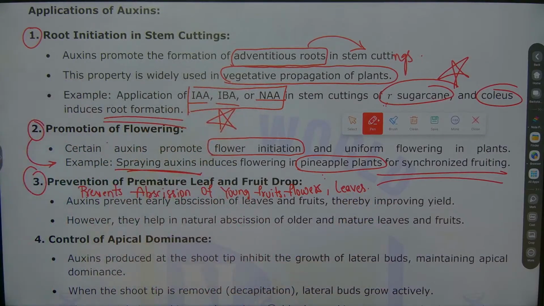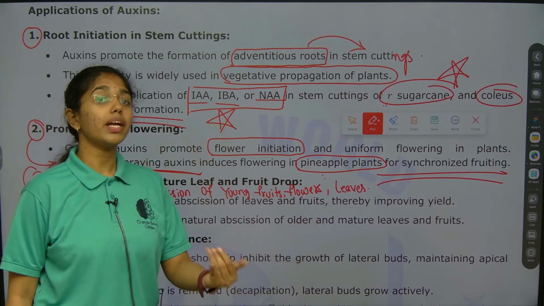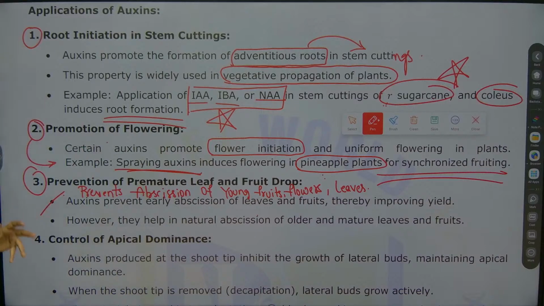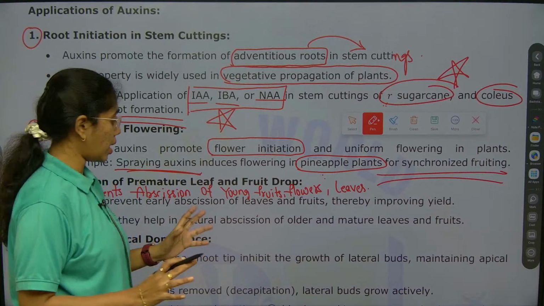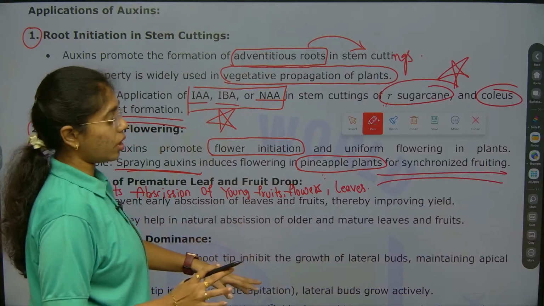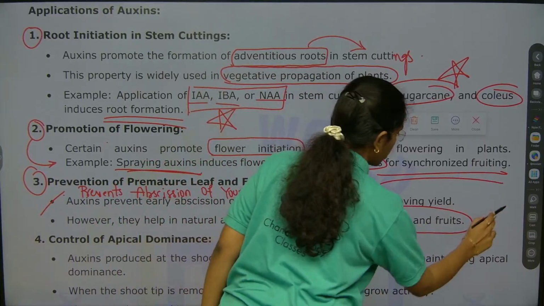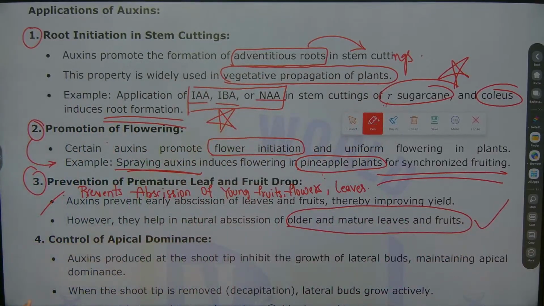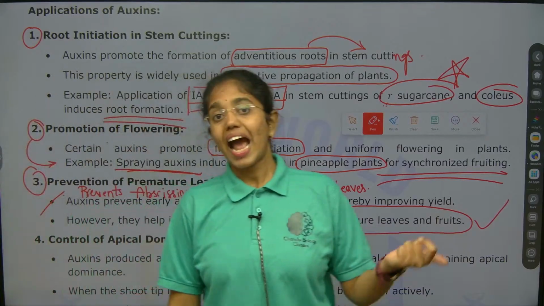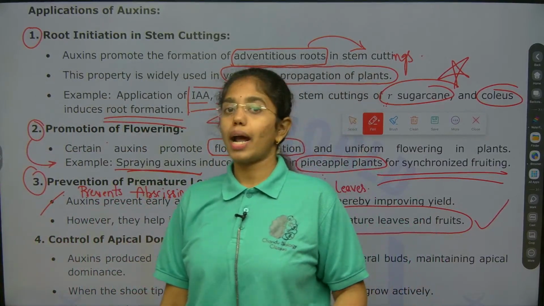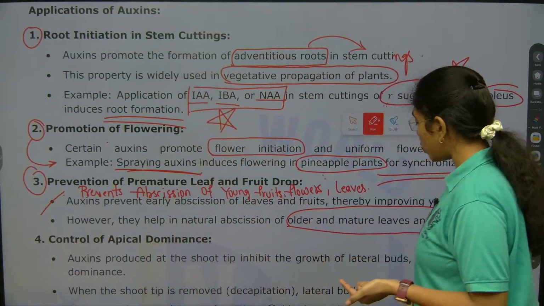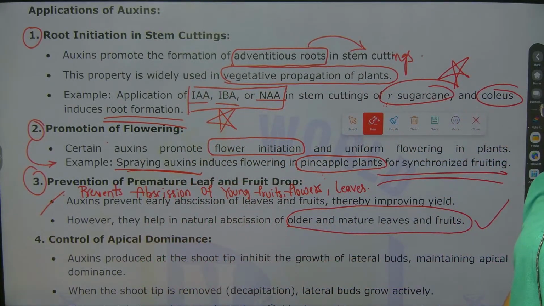Here you see auxins will prevent early abscission of leaves and fruits, thereby improving the yield. However, they also help in natural abscission, which is observed in older and mature leaves and fruits. That is also done by auxins. Auxins will prevent premature abscission and promote mature abscission. Those fruits which are ripened and those leaves which are matured will fall off from the plant.